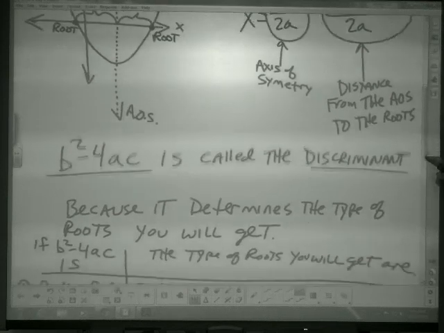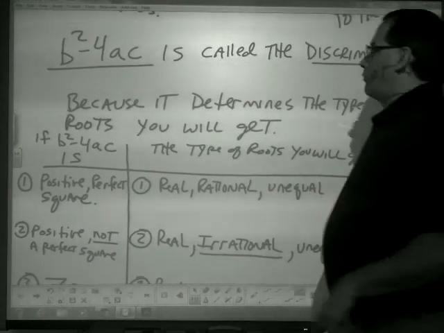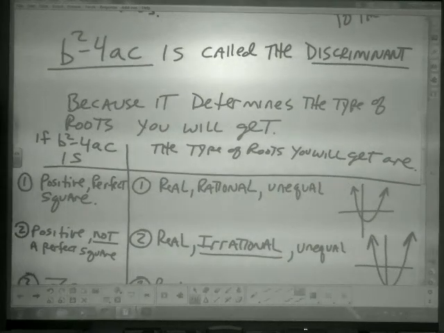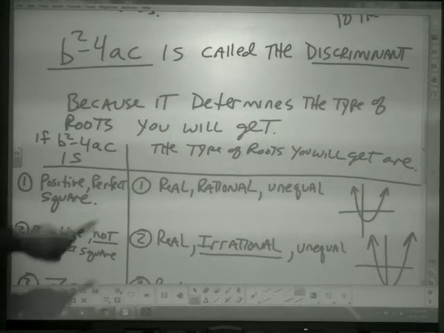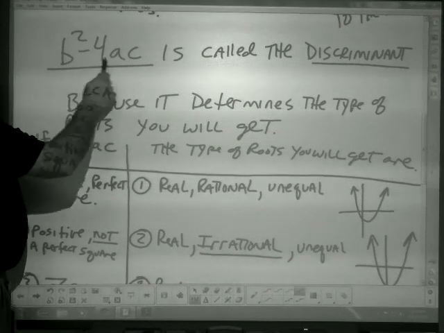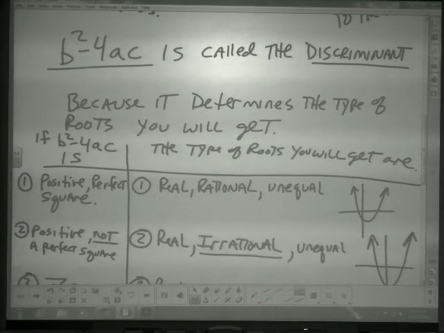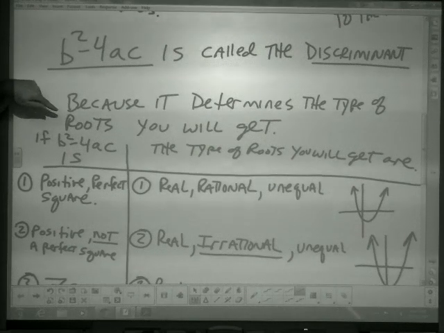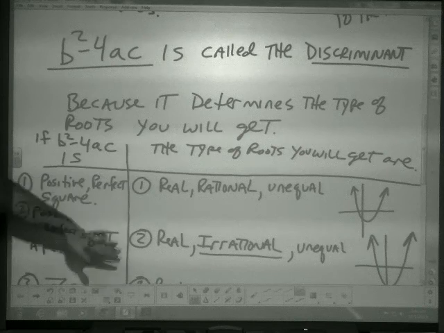So that part of the quadratic formula, the b squared minus 4ac part, is called the discriminant. And that's an important vocabulary word. So if I say, what is the discriminant, you'll calculate b squared minus 4ac. It is called the discriminant because it determines the type of root that you get. So I'm going to make a little chart.